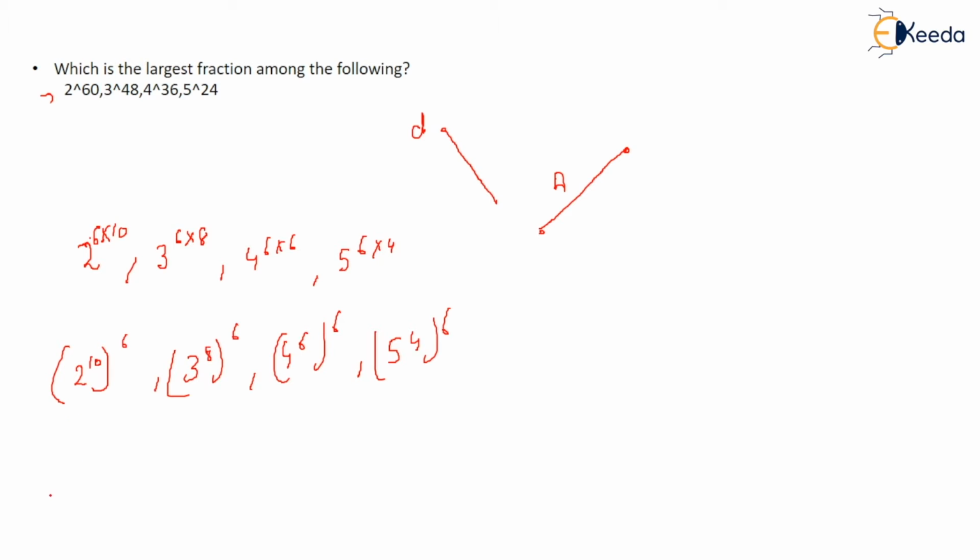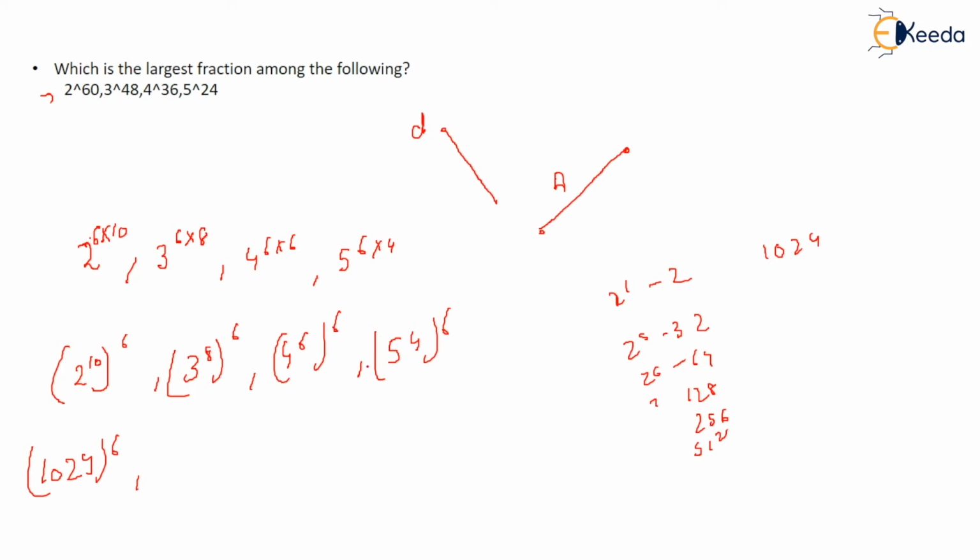So 2 to the power 10. I know that 2 to the power 1 is 2. Similarly, 2 to the power 5 is 32, 2 to the power 6 is 64, then 128, 7 means 256, 9 means 512, and 10 means 1024. This value comes out to be 1024 to the power 6.